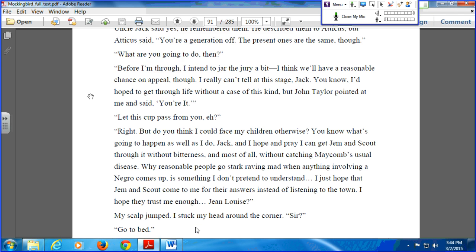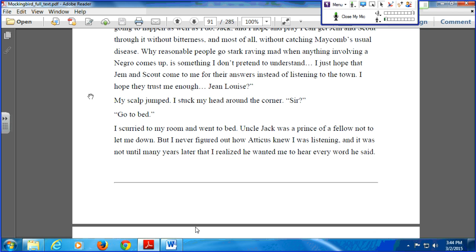"And most of all, without catching Maycomb's usual disease. When reasonable people go stark raving mad whenever anything involving a Negro comes up, it's something that I don't pretend to understand. I just hope that Jem and Scout come to me for their answers instead of listening to the town. No, I hope they trust me enough."